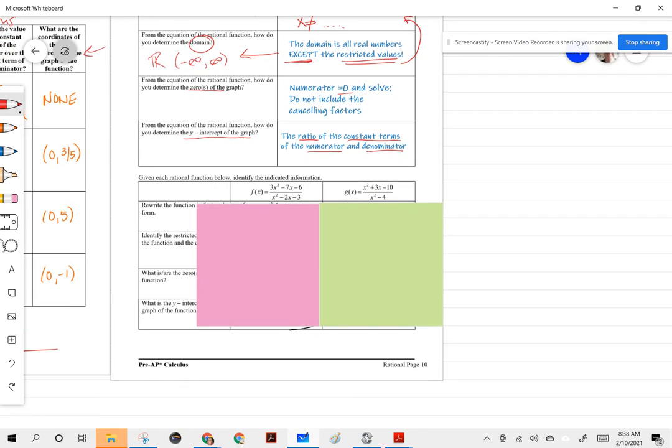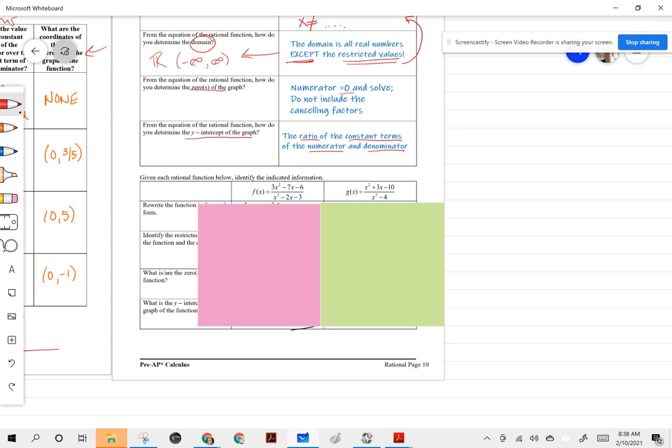All right, so we are to take these last 4 questions, rewrite the function in factored form, identify the restrictions, what are the zeros and the y-intercepts. So I'm going to have you do this and answer the questions. As soon as you're done answering the questions, we'll go over it.